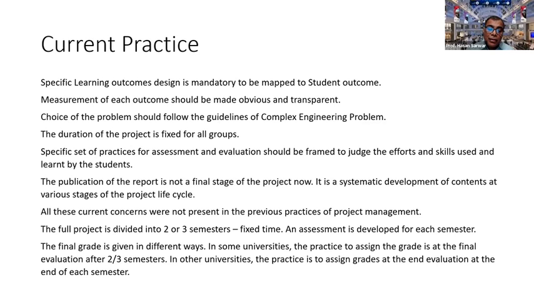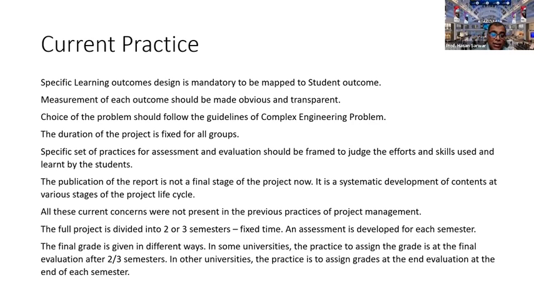No matter if it is 3 semesters or 2 semesters, usually an assessment is developed at the end of each semester. And the final grade is given in different ways. In some universities, the practice is to assign the grade at the final evaluation of 2 or 3 semesters. In other universities, they assign the grades at the end of each semester. So basically, if there are 2 semesters, students receive 2 grades, at the end of the first semester and then at the end of the second semester.